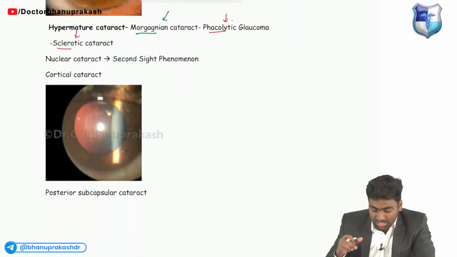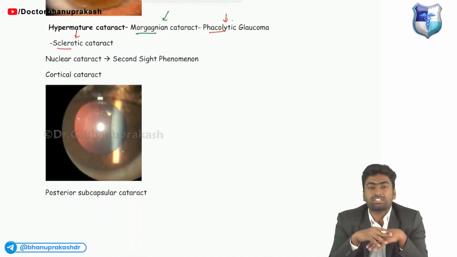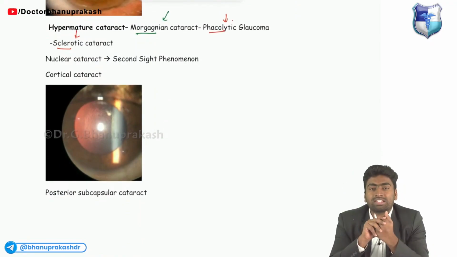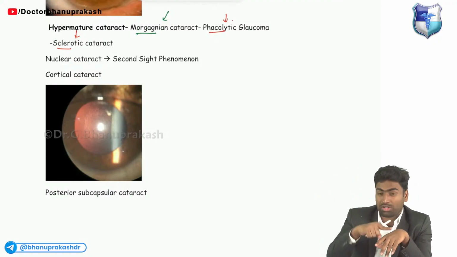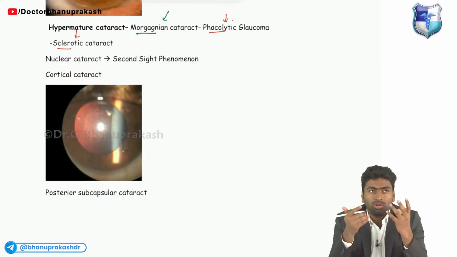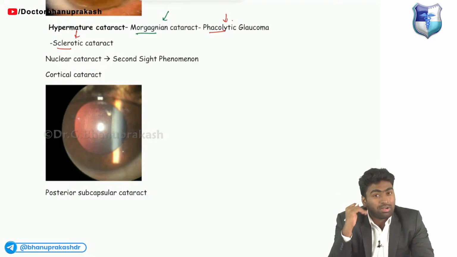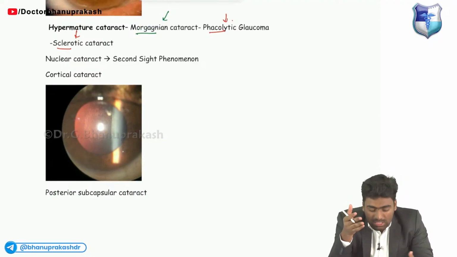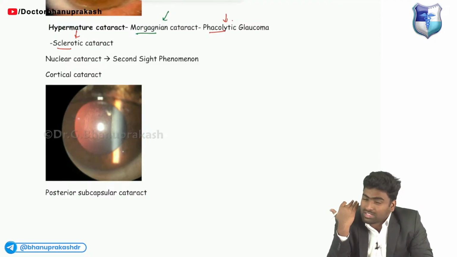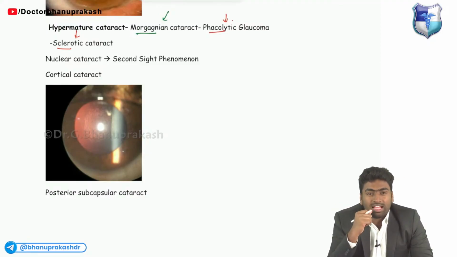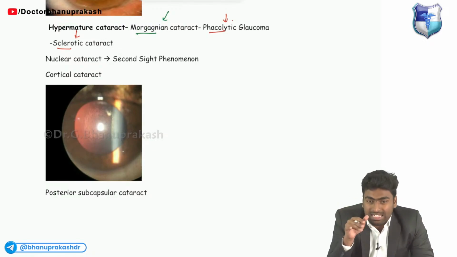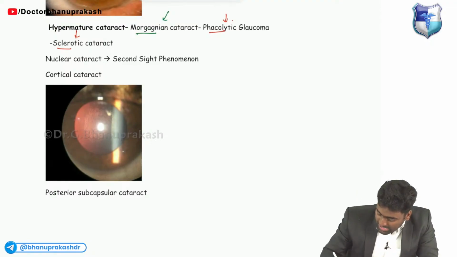And next, mostly in the questions they will describe a patient who presents with a history of decrease in vision and also seeing halos around lights. Previously he used to use reading glasses for his near vision, but now he is able to read the newspaper or books without the use of eyeglasses itself. So they will ask, what is the name of this type of cataract in which this second sight phenomenon happens? It will be the nuclear cataract.